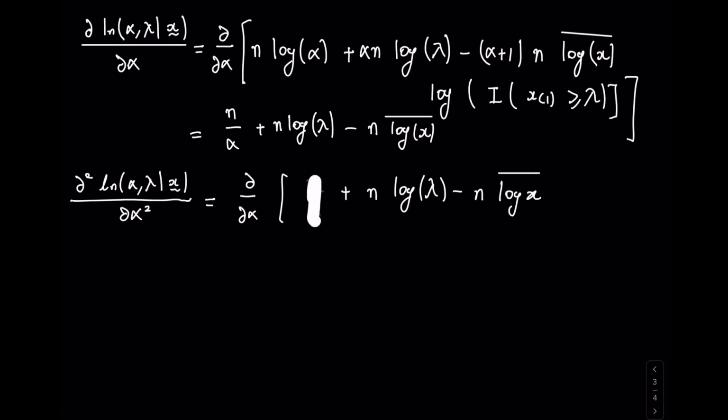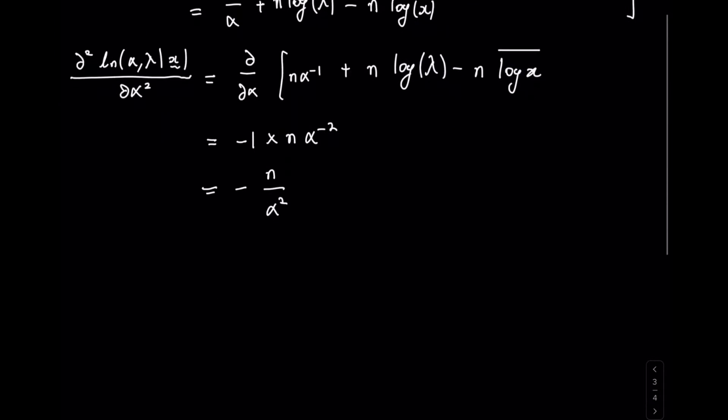The first thing I'm going to note is that I'm going to rewrite this as n alpha to the power of minus 1 at the front, just to note that when we differentiate something to a power, we bring the power down the front, minus 1 times n alpha to the negative 2, or quite simply negative n on alpha squared. And then that's the second component.